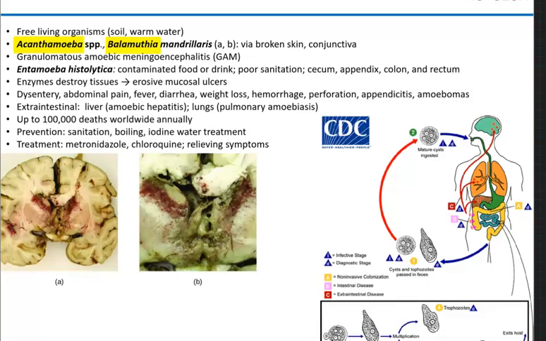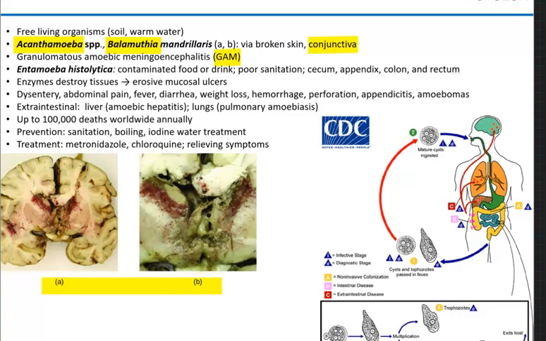These are, and I can't emphasize it enough, free-living organisms that reside in the soil for the most part. They can penetrate through the skin, damaged skin, like scratches. May also infect conjunctiva. And the disease that they cause is called granulomatous amoebic meningoencephalitis. These are the cross-sections of the brain of a patient who died of it.